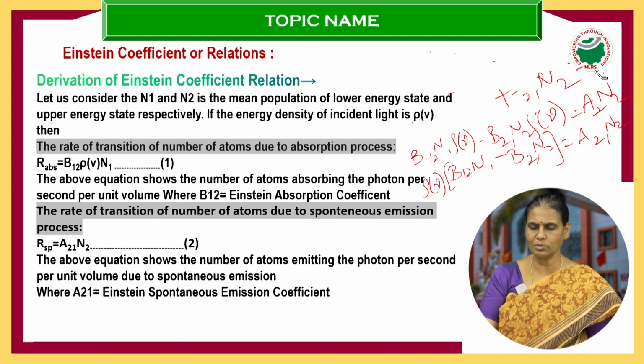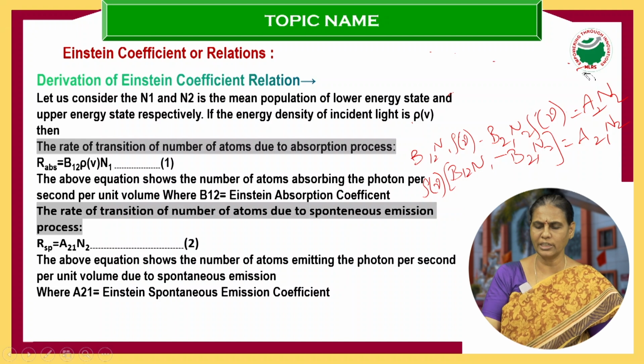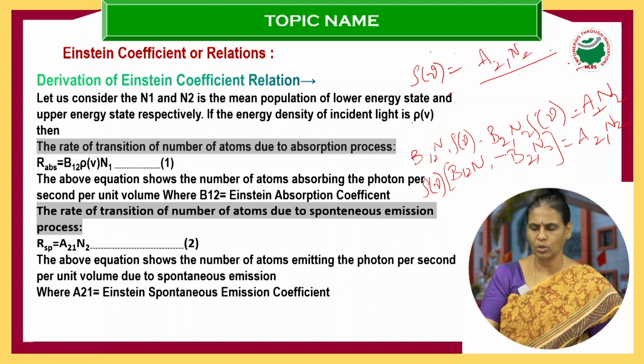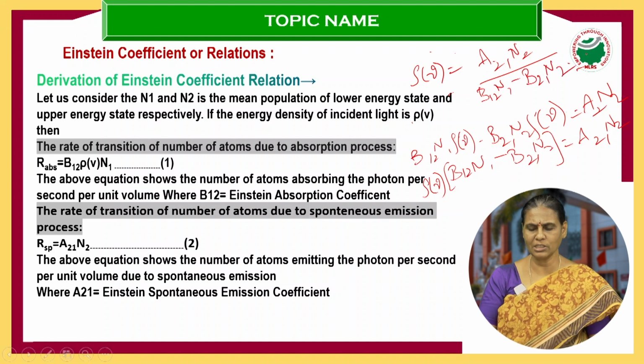Now express this equation in terms of energy density. The equation for energy density: rho of nu is equal to A21 N2 by B12 N1 minus B21 N2. You can check the previous equation, where we took rho of nu common: rho of nu times B12 N1 minus B21 N2 is equal to A21 N2. So rho of nu is equal to A21 N2 by B12 N1 minus B21 N2.